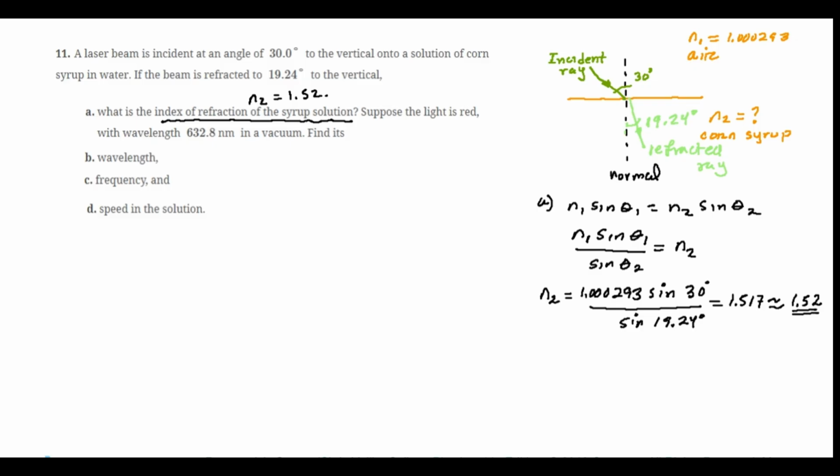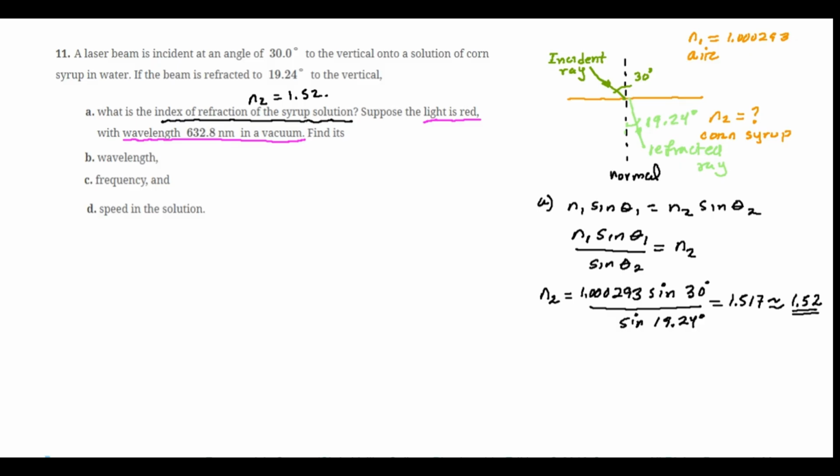So they say that the light is red light, and that red light has a wavelength in vacuum of 632.8 nanometers. What they want is for us to find the wavelength in this Siren solution.